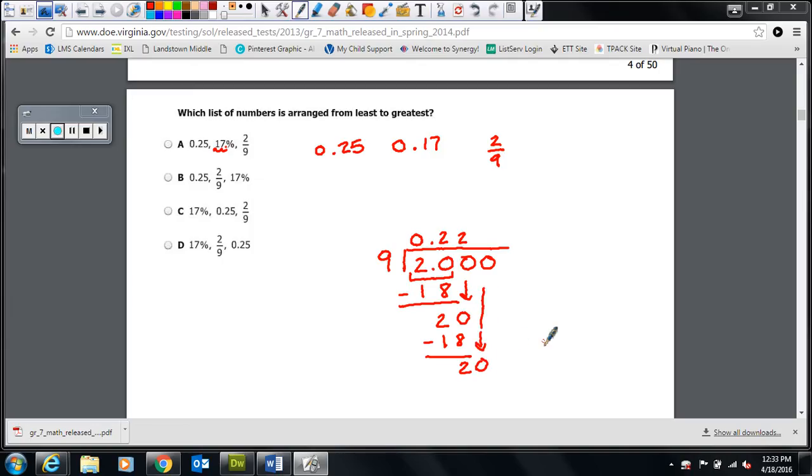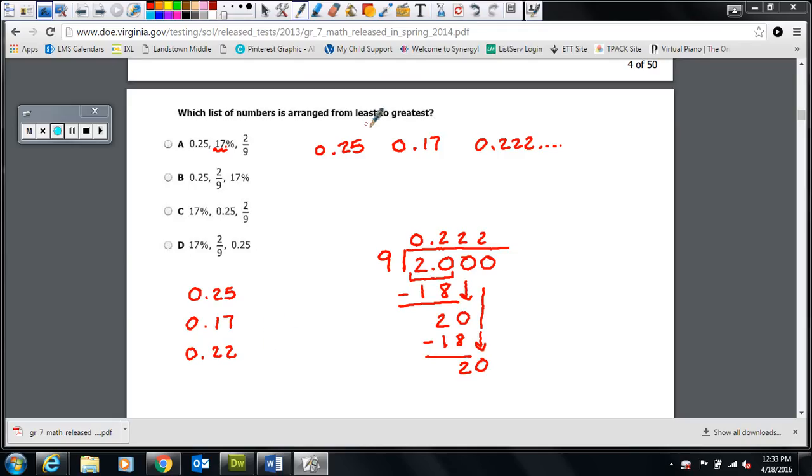I think you can see a pattern that's forming here. 9 goes into 20 2 times, and I think our answer for the fraction 2/9 is 0.222, on and on and on forever. So I have these turned into decimals. Now let's go ahead and compare them. I'm going to write them on top of one another. I have 0.25, I have 0.17, and I have 0.222222, so on and so forth.